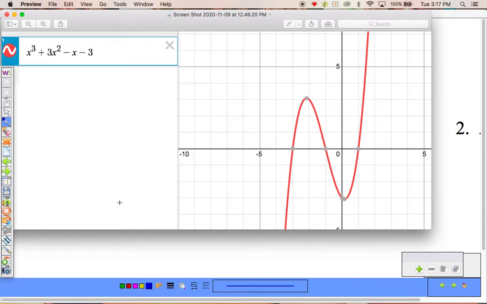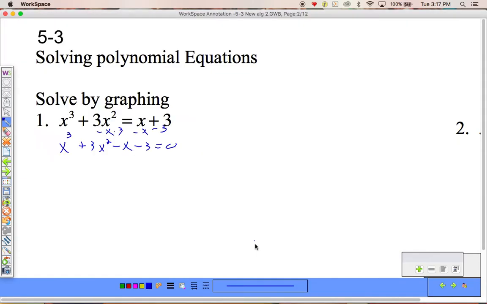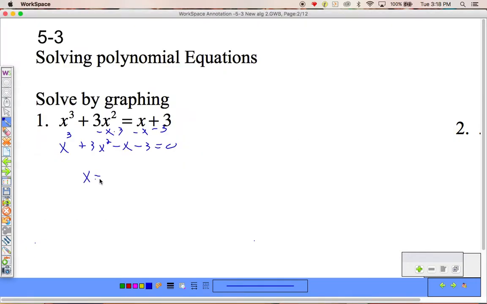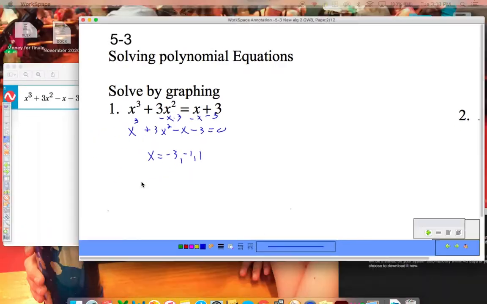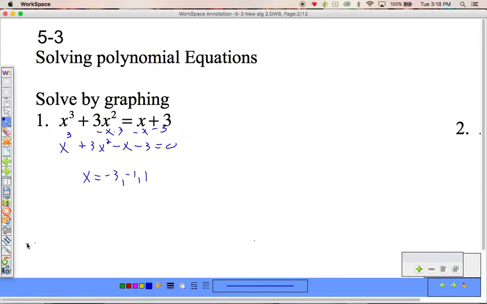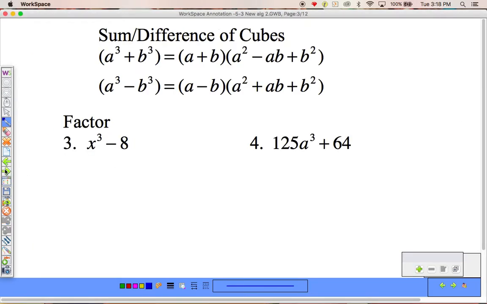And my solutions are going to be where it crosses the x-axis. If I look at this, it's going to cross at -3, -1, and 1. So again, looking at this, it crosses the x-axis at -3, -1, and 1. Those are my three solutions. You have to solve for 0 and plug it into Desmos. We've done it before.